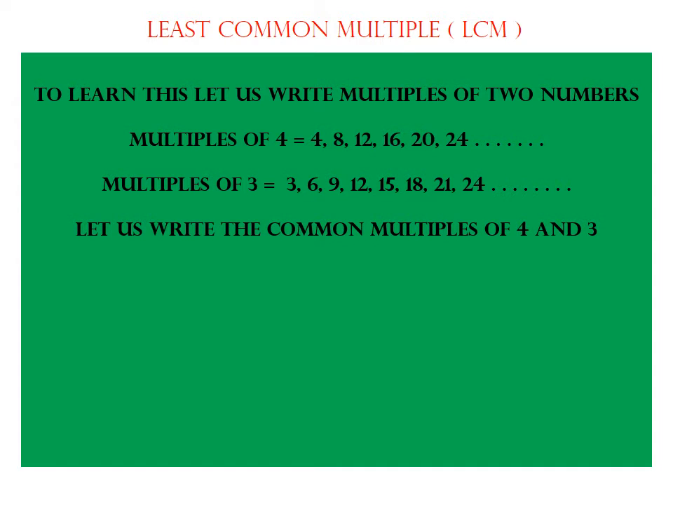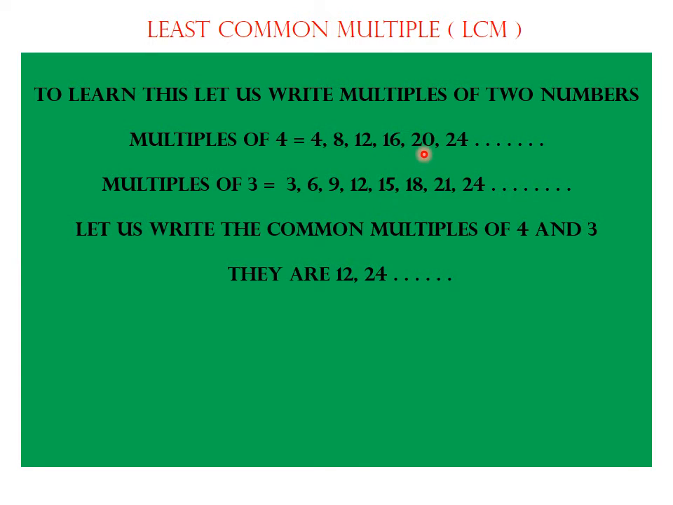Now, what are the common multiples of 4 and 3? 4 is not common, 8 is not common, 6 is not common, 9 is not common, but 12 is common. You observe it? 12 is a common multiple of 3 and 4. Therefore, it is a common multiple, 12. Again, 15 is not a common multiple. 16 is not a common multiple. Do you understand what is a common multiple? A common multiple is a multiple of both 4 and 3.